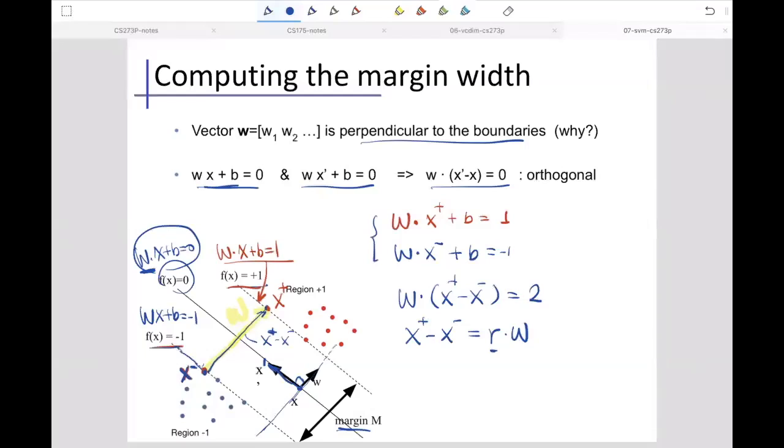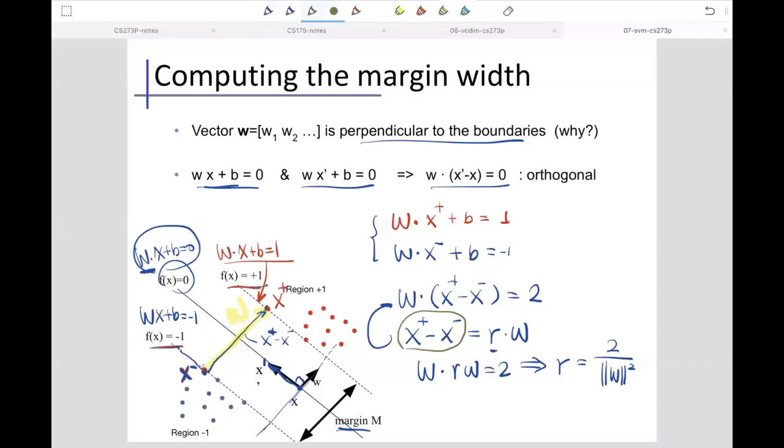I'm going to plug it into this equation, and I can know that w dot r w is equal to 2. So you conclude that this coefficient r is going to be equal to 2 divided by the norm of w squared, because the dot product of w with itself is equal to the length of w squared, the norm squared. This is r. I'm very close now. Right now, I know that x plus minus x minus is equal to r times w.